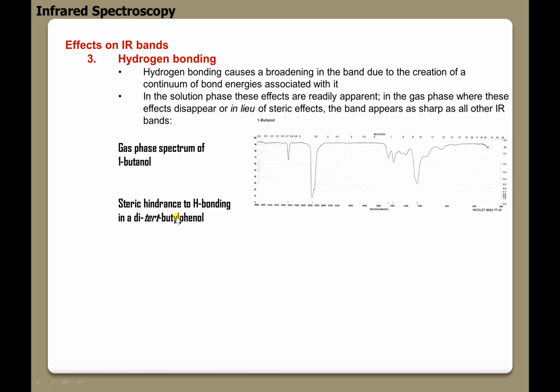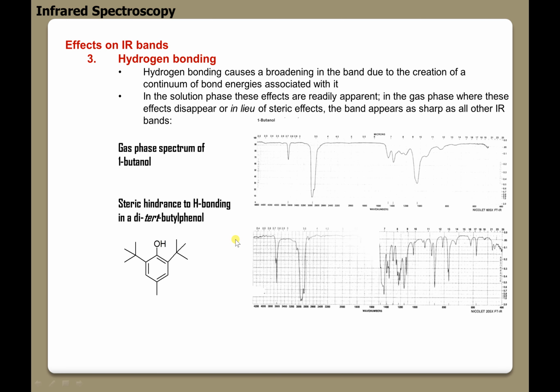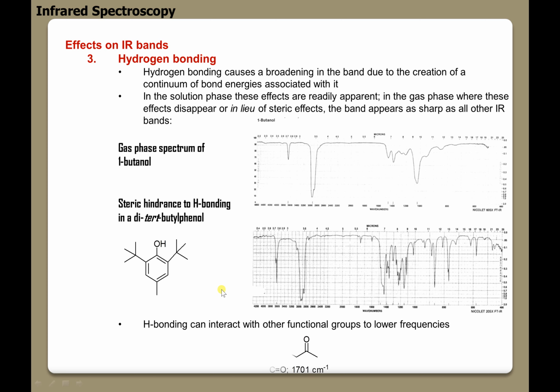Steric influence on H bonding: you put diethyl around this, in the vicinity of this OH, you put very bulky steric groups. And it is still sharper. It doesn't allow it to be in the same plane to resonate or donate electrons. Hydrogen bond can interact with other functional groups to lower their frequencies.